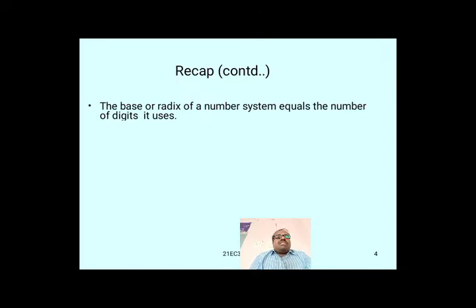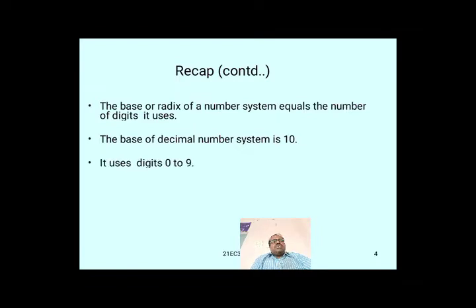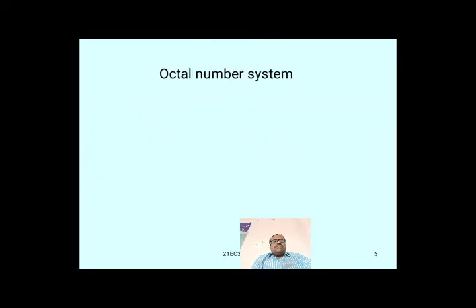In the decimal number system, digits correspond from 0 to 9. Total number of values are 1, 2, 3, 4, 5, 6, 7, 8, 9, 10. So, the base of the decimal number system is 10. Its units use digits from 0 to 9. The binary number system has a base of 2 and its values are 0 and 1.